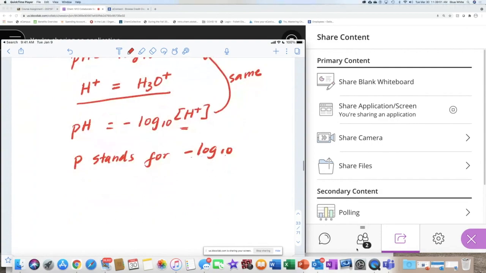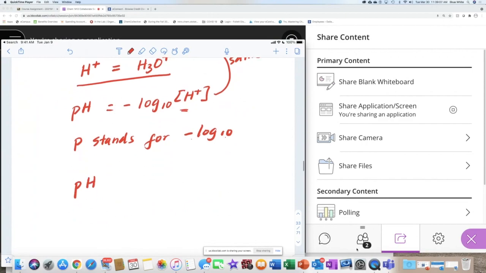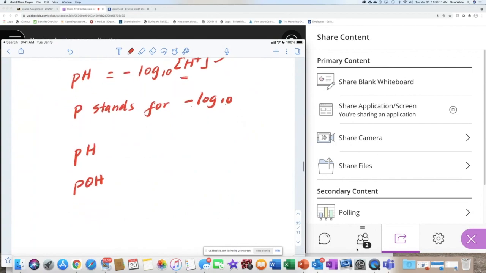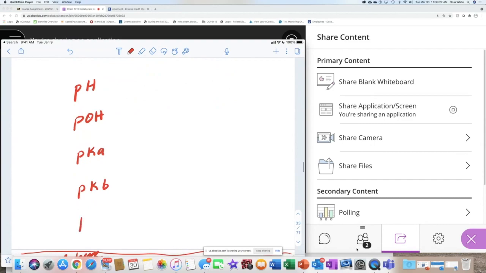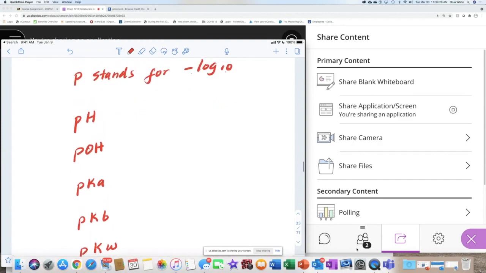To illustrate this further, let me give you a bunch of P's, right? In the previous chapter, you saw pH, you saw pOH. I don't know what other P was seen, but while I'm here, I'm going to go over a bunch of P's. pKa, pKb. What other P is there? pKw. Okay, so what are these equal to as far as their formula?